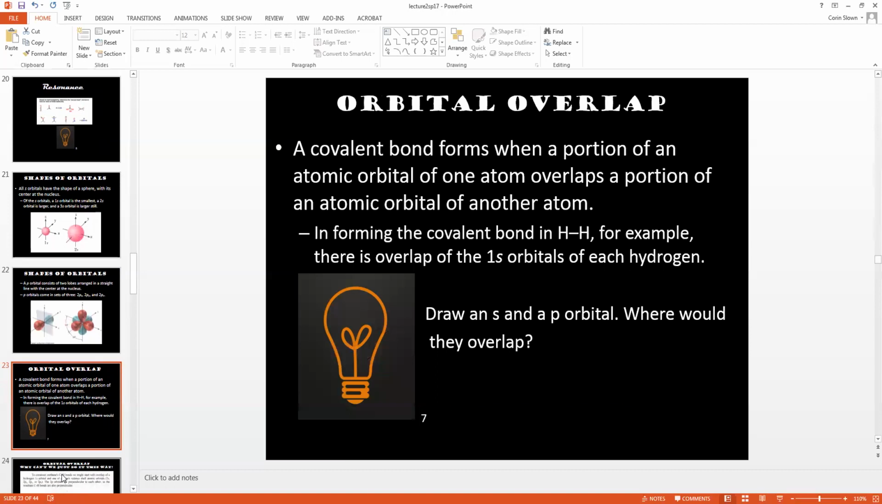When I'm thinking about a covalent bond, that's going to form when some portion of the atomic orbital of one atom overlaps with some portion of an atomic orbital of another atom. So for example, when I form the covalent bond H-H, there's an overlap of the 2 1s orbitals of each hydrogen. So take a moment and draw an s and a p orbital. Where do you think they would overlap?